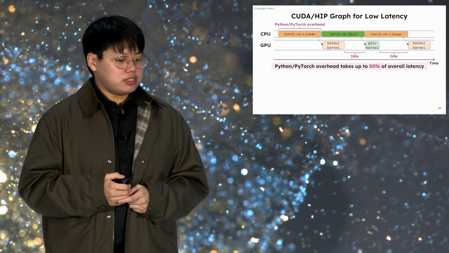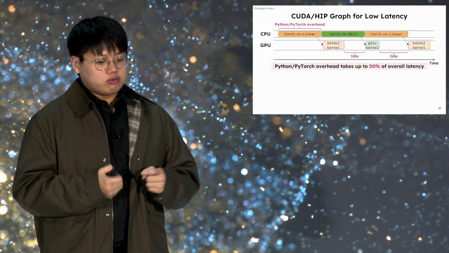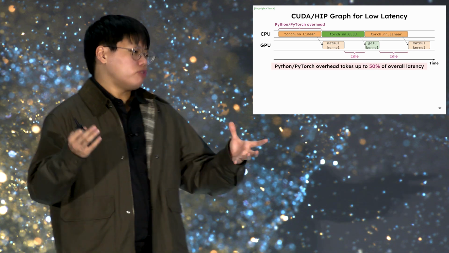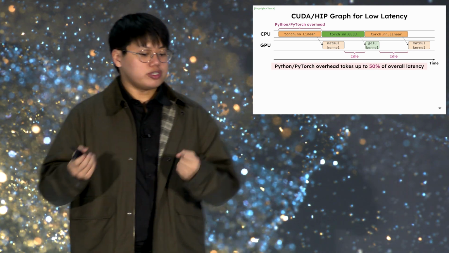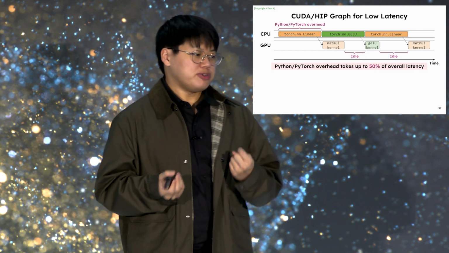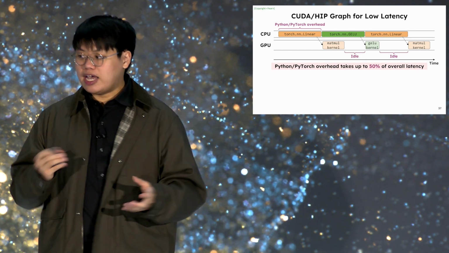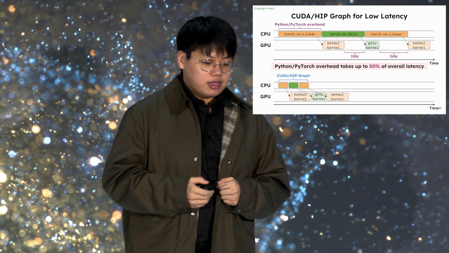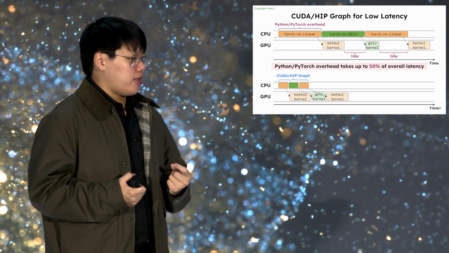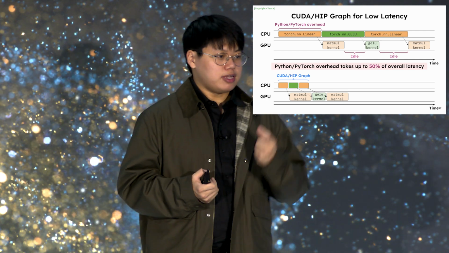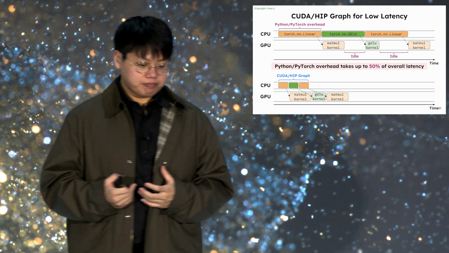Okay, for low latency, we use CUDA or HIP graph. Basically, if you run your model with a small batch size on eager mode PyTorch, then you will see that the GPU is idle because CPUs do not launch the kernels fast enough. And CUDA or HIP graph basically optimizes this overhead by bypassing all the Python and PyTorch overheads and provides a very efficient runtime to launch the kernels.